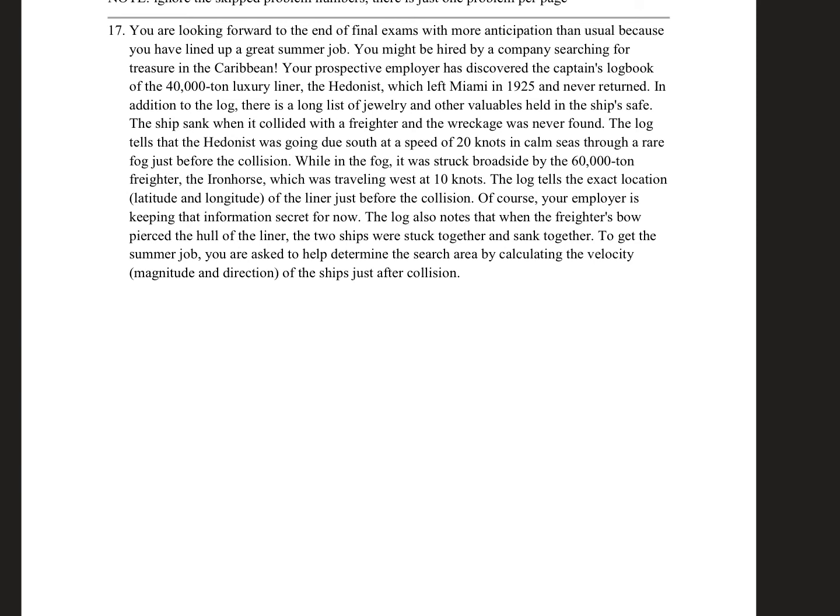And so, going due south at 20 knots, in the fog, it was struck broadside by the 60,000-ton freighter traveling west at 10 knots. And so we have a mass, 40,000 tons, and a speed for one ship. We have a mass and a speed for another ship. They're coming at 90 degrees to one another. Due south, okay, yeah.